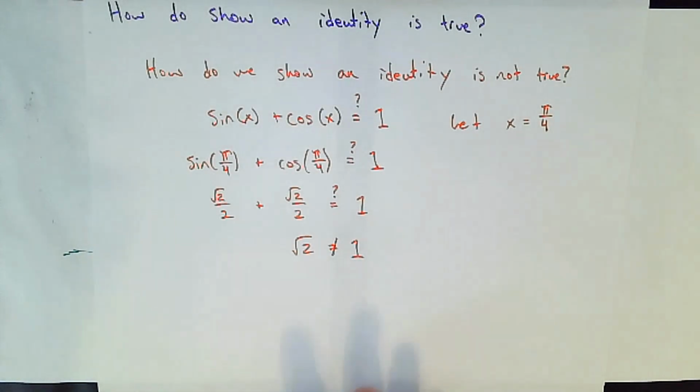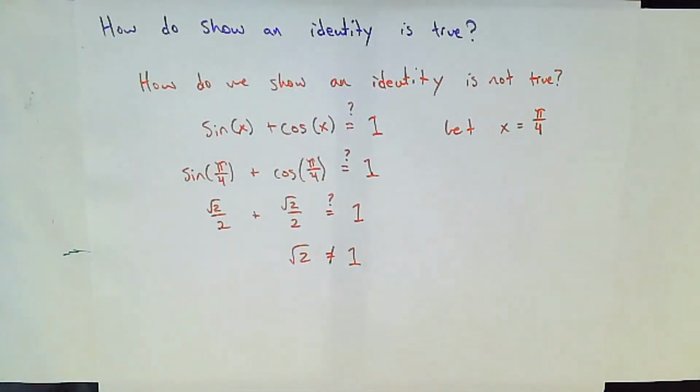So how do you show an identity is not true? You just find some value that breaks it. But how do you show an identity is true? That's a bit trickier.